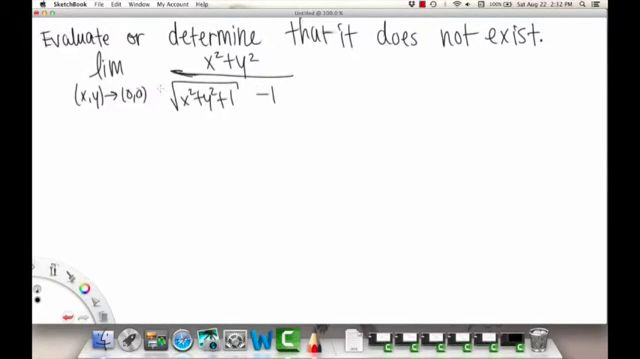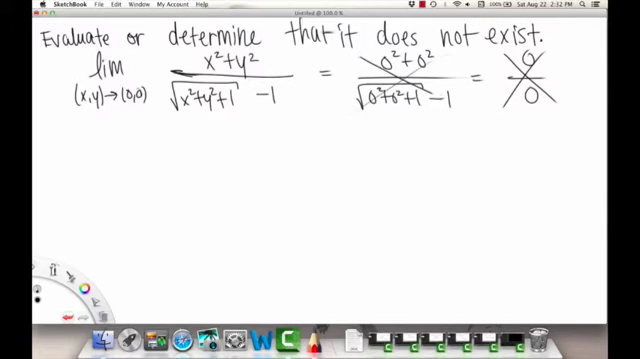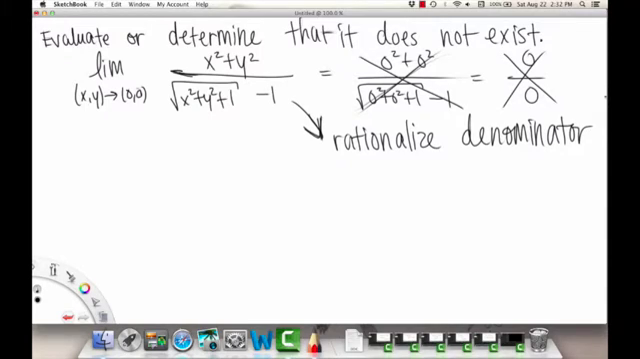So first of all, if we try direct substitution, we would get 0 squared plus 0 squared over square root of 0 squared plus 0 squared plus 1 minus 1. That would be 0 over 0, which is an indeterminate form, so we cannot do direct substitution. Instead, since we have that square root on the bottom, we're going to rationalize the denominator. That means multiplying by the conjugate.